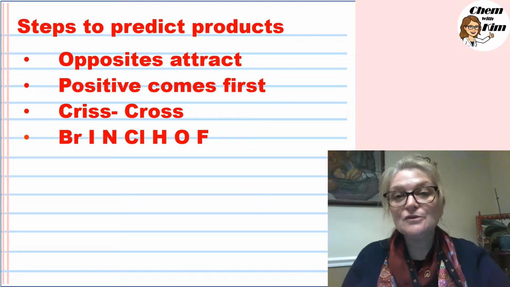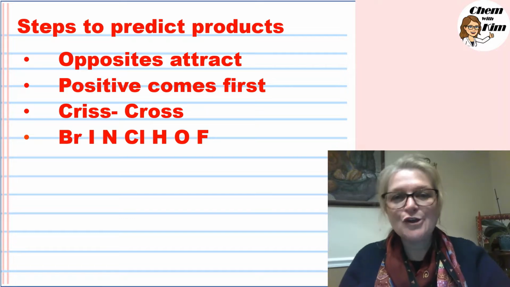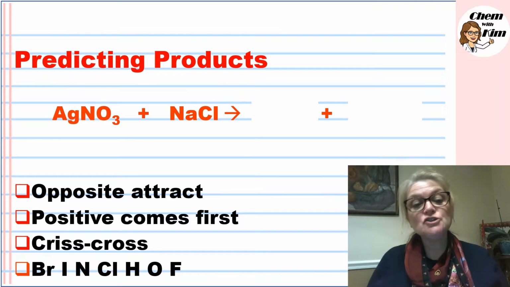So if you can remember the little tune, you're going to remember all 4 steps in order. You're going to go through that each time you need to predict products, and you're going to be successful balancing your equations. Okay, so let's try a practice problem.